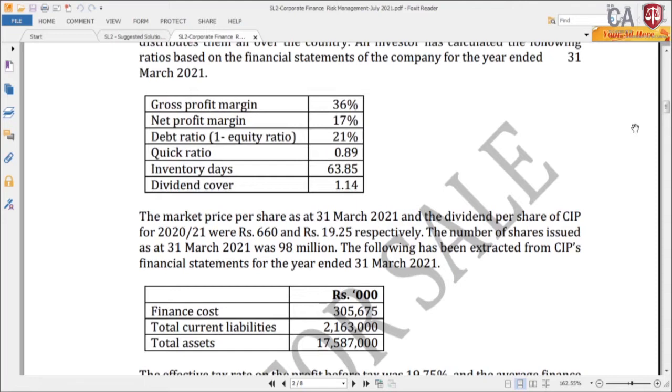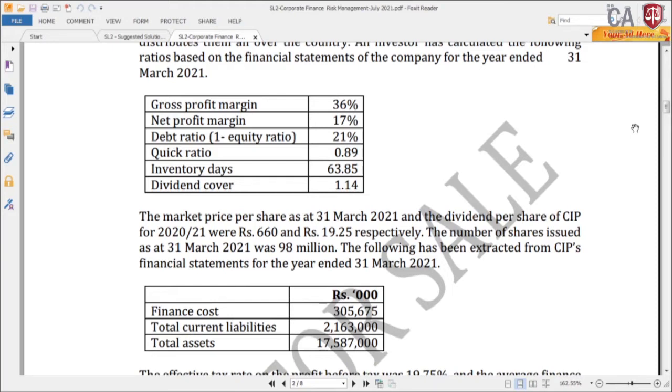But they have given certain ratios. Now you can look at the information available. Dividend cover is given. What does dividend cover mean? You need to understand that dividend cover is calculated by comparing the profit after tax and the dividend. How much profit you have to pay the dividend basically shows the dividend cover. So dividend cover has been given as 1.14.